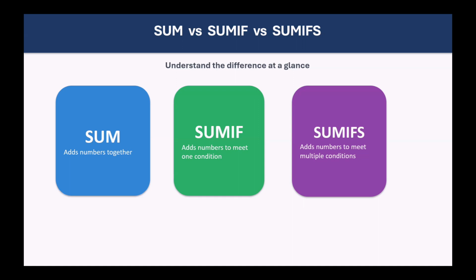Next is SUMIFS. It is used when we want to add numbers based on multiple conditions. For example, if we want to calculate the sales made by a particular salesperson in a particular region and for a particular department. So here the conditions are that particular salesperson, particular region and a particular department. So in simple words, SUM works with no condition, SUMIF works with one condition and SUMIFS works with multiple conditions.